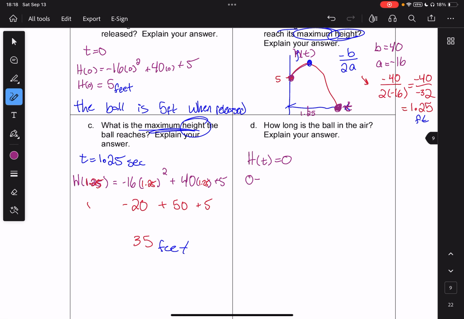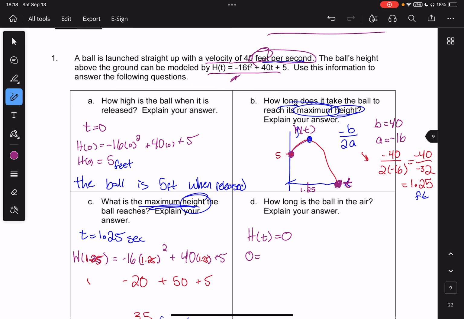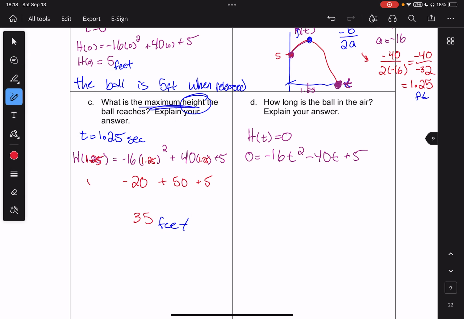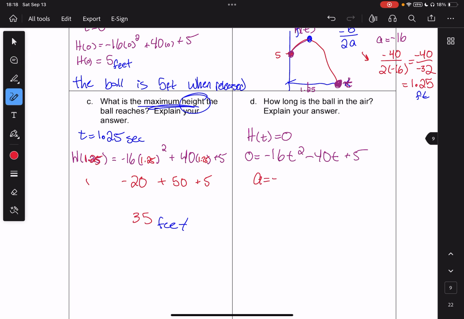So let's set our original equation equal to 0. Negative 16t squared plus 40t plus 5. So what are we going to do? Quadratic formula. A is equal to negative 16, B is equal to 40, and C is equal to 5. What is the quadratic formula?